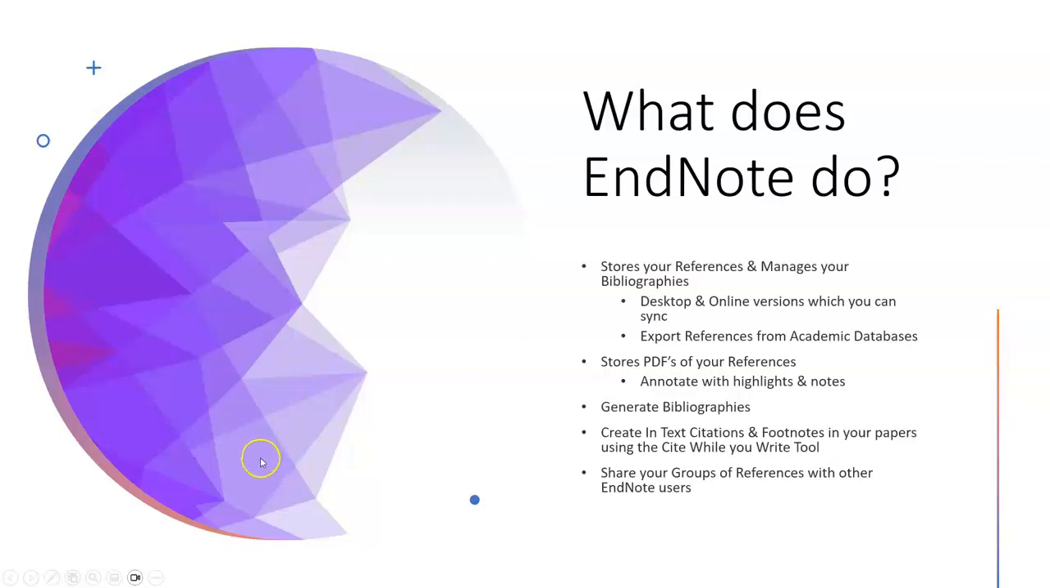It'll store your PDFs and also you're allowed to annotate them, so you can highlight them and you can put notes onto them. It allows you to generate bibliographies for your papers. It allows you to create in-text citations and footnotes in your papers using the Cite While You Write tool, which you download onto your Word document, and also allows you to share your groups of references with other EndNote users.